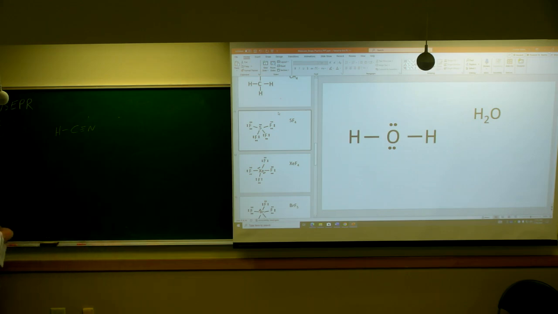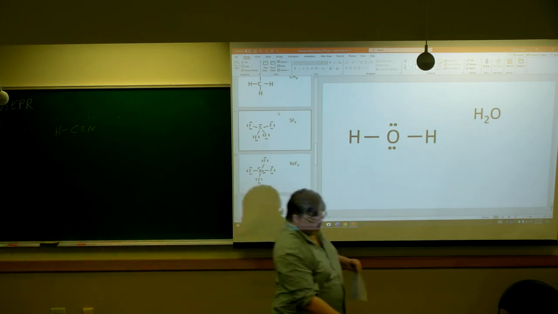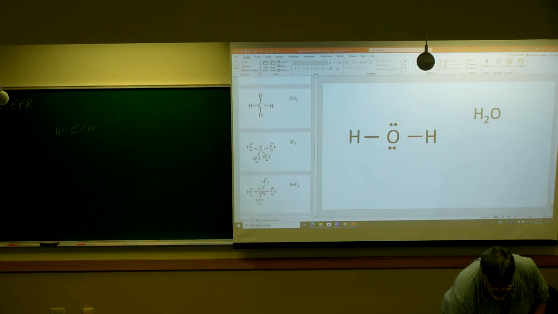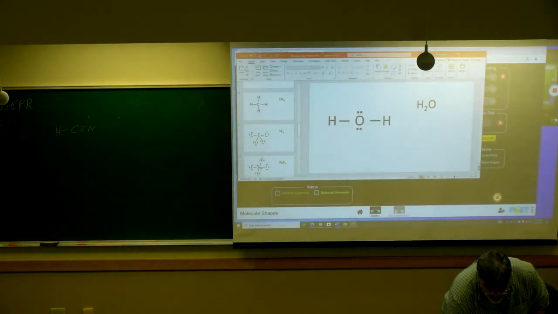How many electron domains? 2. So what's its electron geometry? What's the electron geometry? It's linear. The angle is 180.